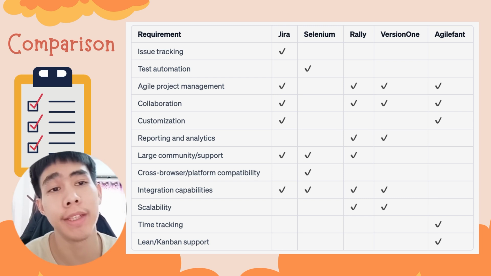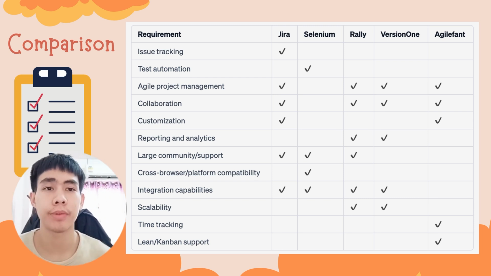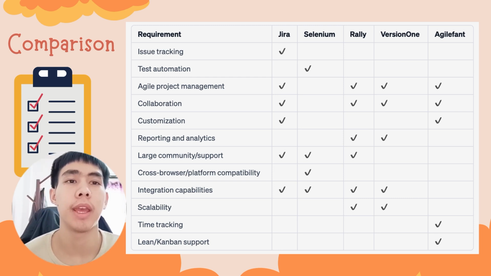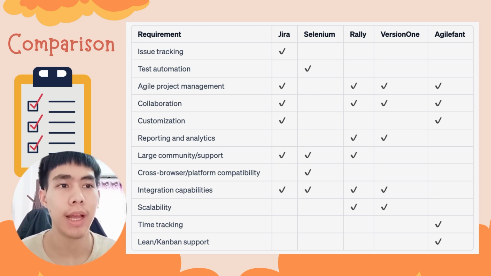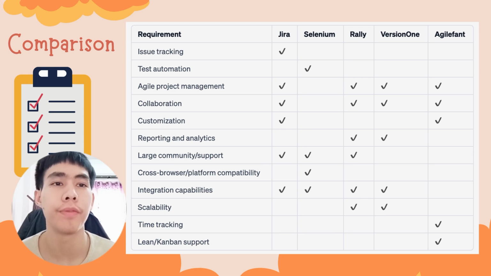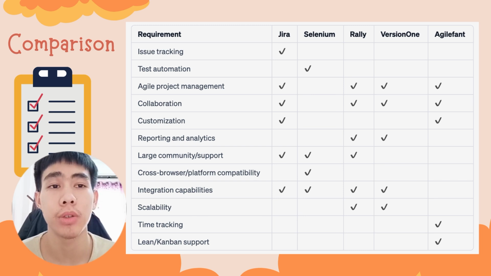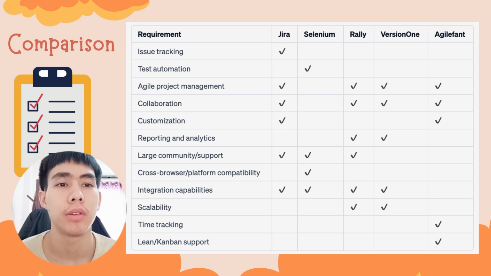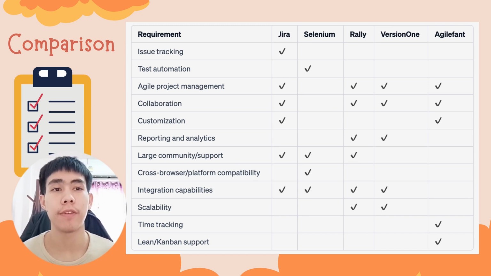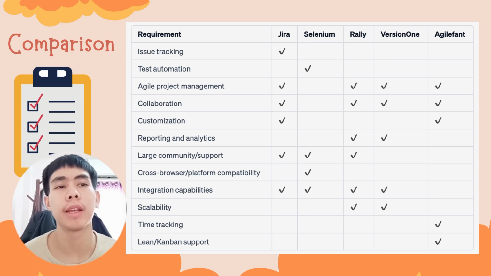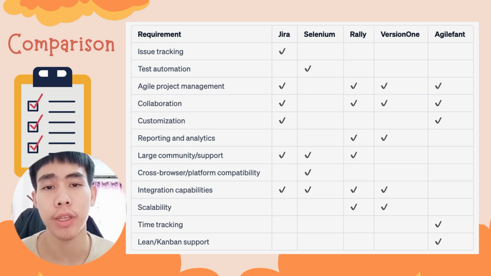Next is customization. Jira and Agile Fan offer extensive customization options, allowing teams to tailor workflows, views, and screens to their specific needs. Examples would be creating custom issue types, defining unique workflows, and adding custom fields for specific project requirements.